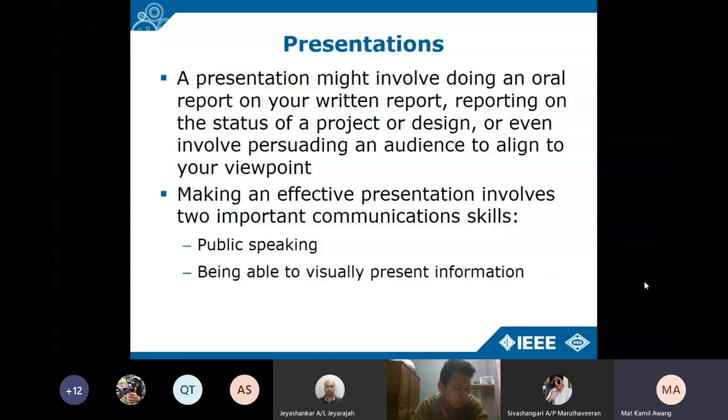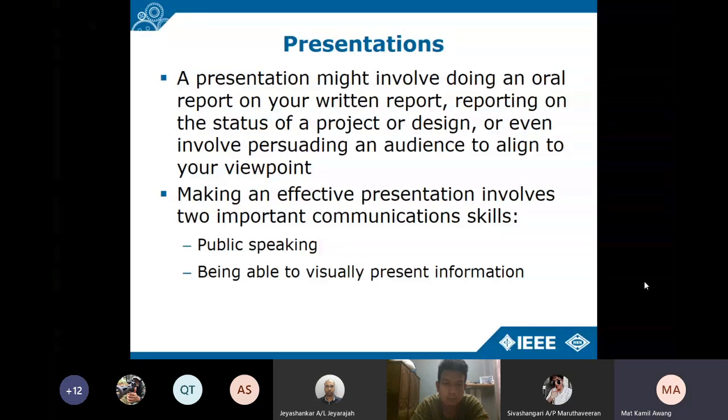So the second one, which is reporting on the status of a project or design, is where you update your panel or your superior on the progress of your report or your design. The last one is to persuade an audience to align to your viewpoint. This is actually a presentation of your proposals. You present your proposal in order to get approval. So basically, you want to persuade the audience or your boss to agree with your viewpoint so that you get the approval for your proposal. Okay. So normally those are the 3 types of presentations.